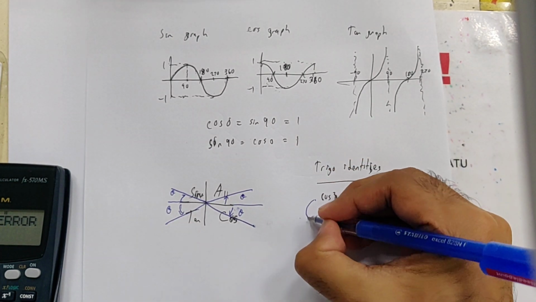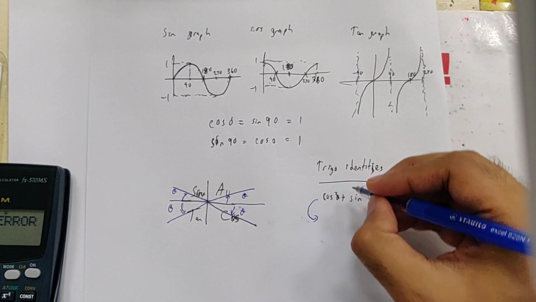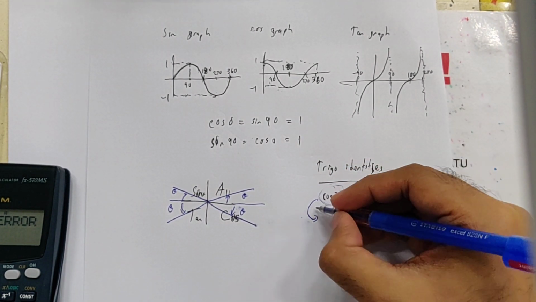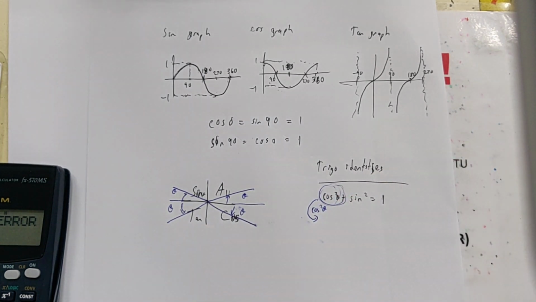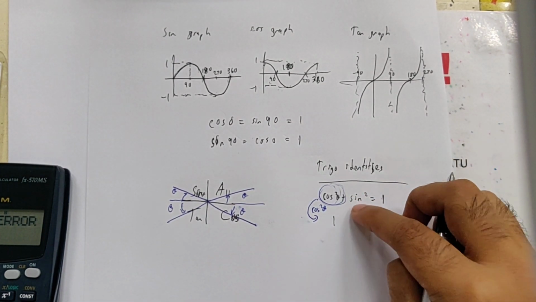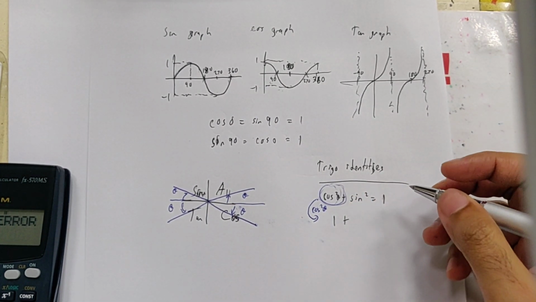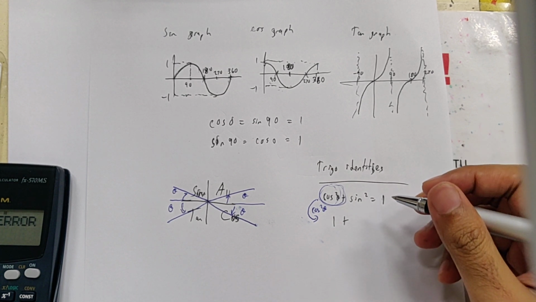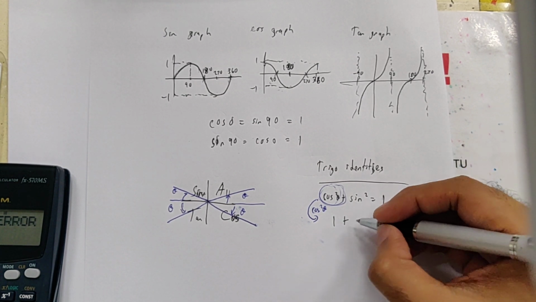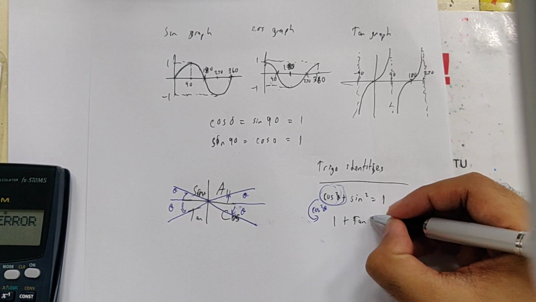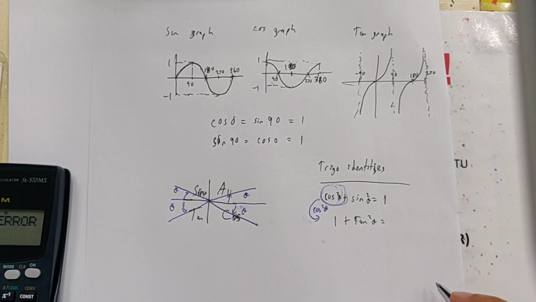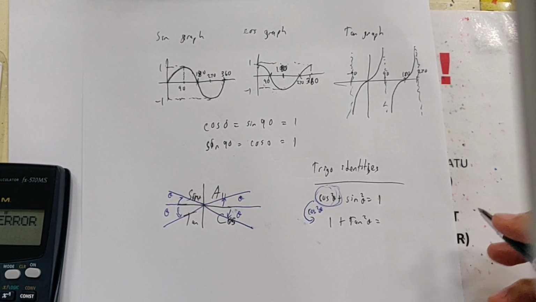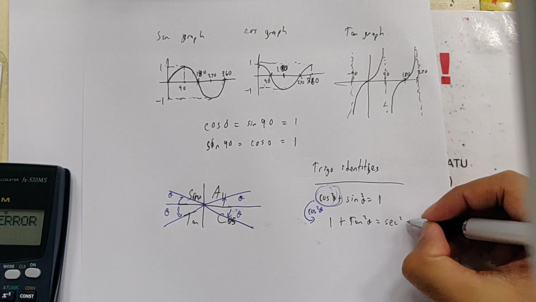You divide. Let's say firstly you divide by, you see this cos square, right? So we divide by cos squared theta. Cos squared over cos squared is 1. Sine over cos, tangent. One over cos, sec squared theta.